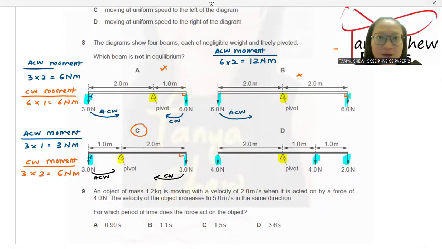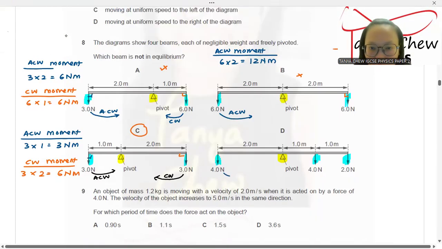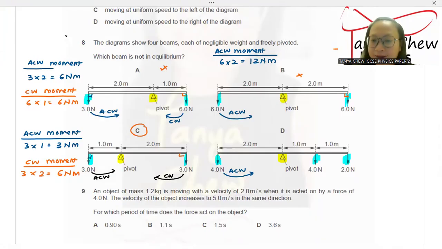How about that? Now, D, I have 3 forces. 4 Newton towards the pivot, going downwards while turning towards the pivot. This is called an anti-clockwise moment. Another 4 Newton, which is on the right-hand side of the pivot, going down while turning towards the pivot. This is called a clockwise moment. 2 Newton going down while turning towards the pivot is also a clockwise moment.